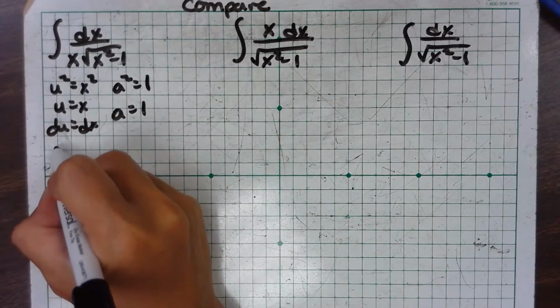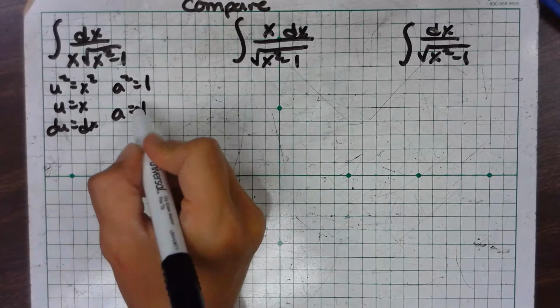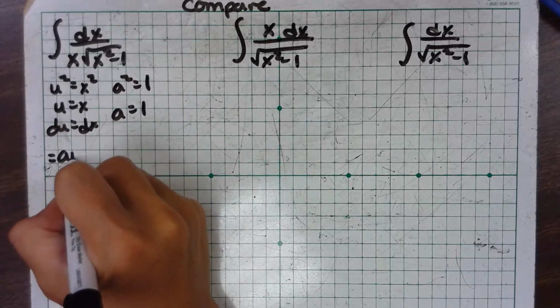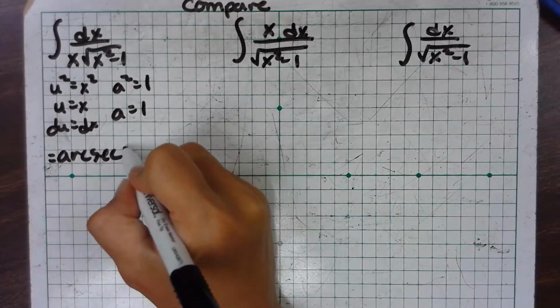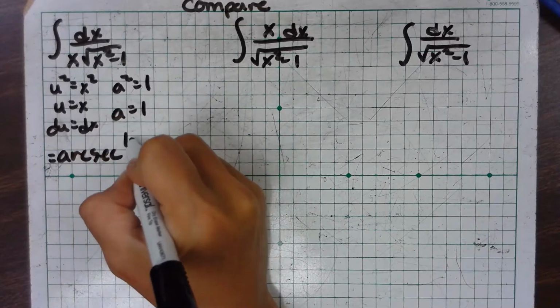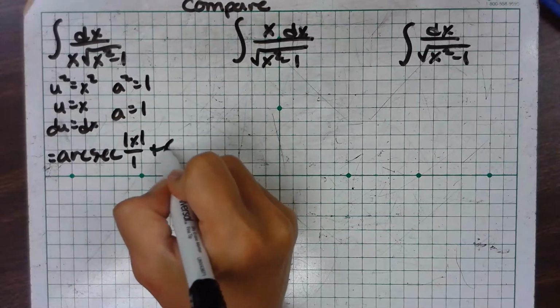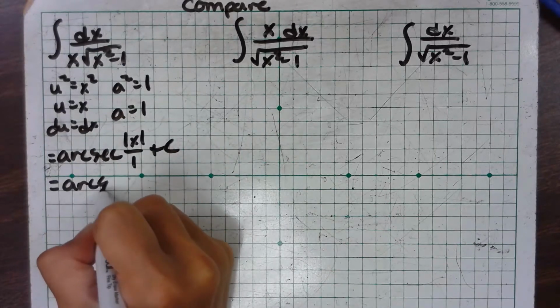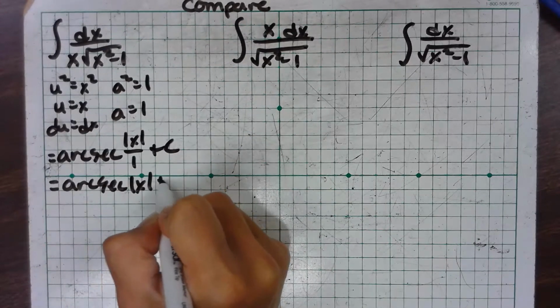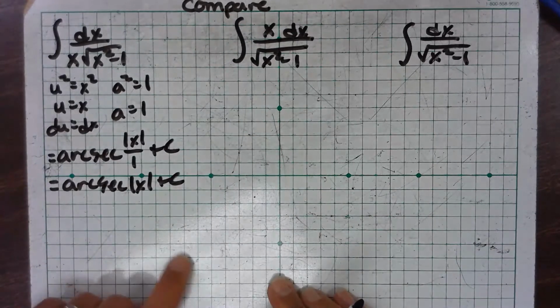So this is just, again, 1 over a. Well, 1 over 1 is just 1. Arc secant, the absolute value of x over 1. So just arc secant, absolute value of x plus c. And you do have to have the absolute value here.